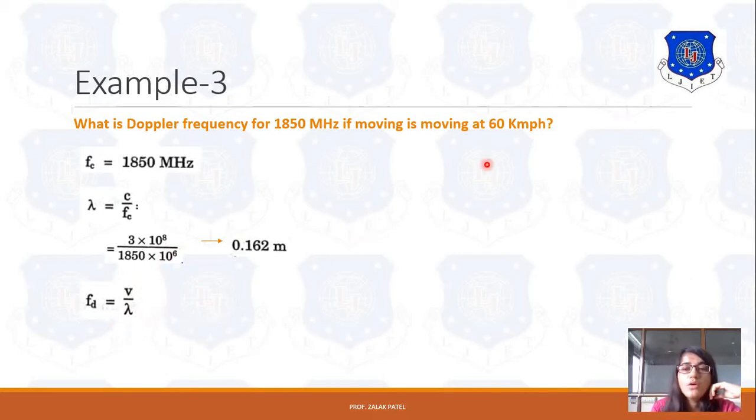Now we have the value of velocity and wavelength. In this example, the wavelength is in meters and the velocity is in kilometers per hour, so we can convert either one. It looks like this, 60 upon 0.162. You can also write it as 60 into 10 raised to 3 in terms of meters. So the answer is 370.37 Hertz. This is the Doppler frequency. This question was asked in GTU for 3 marks.